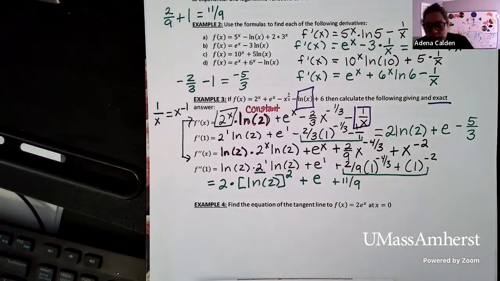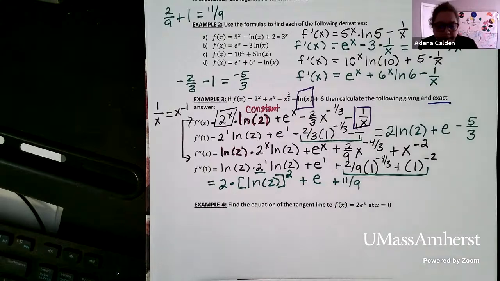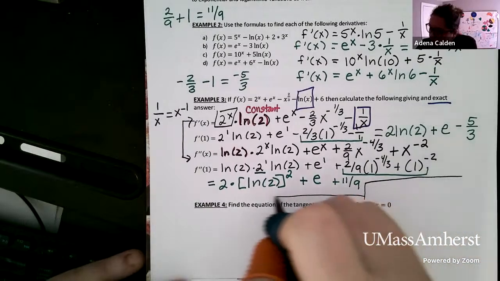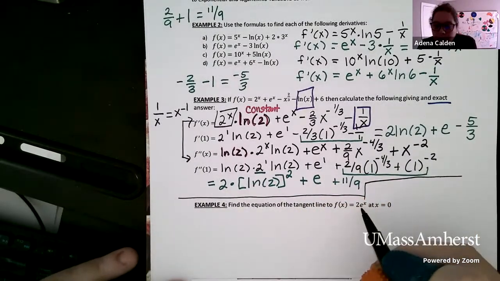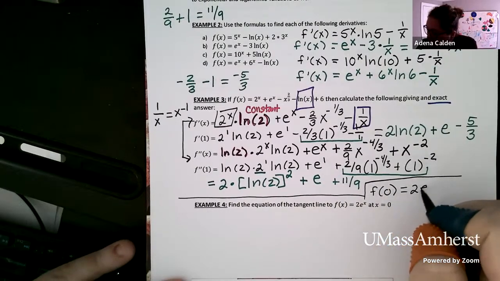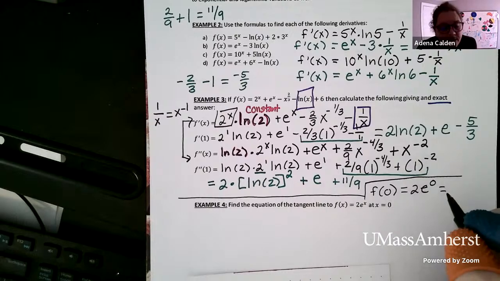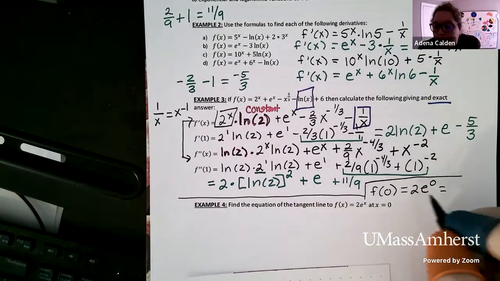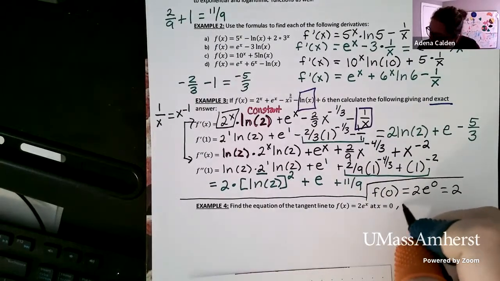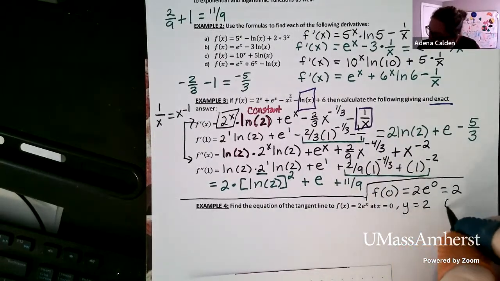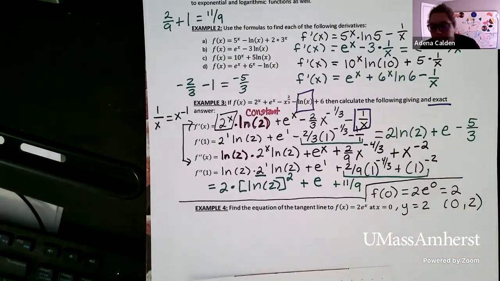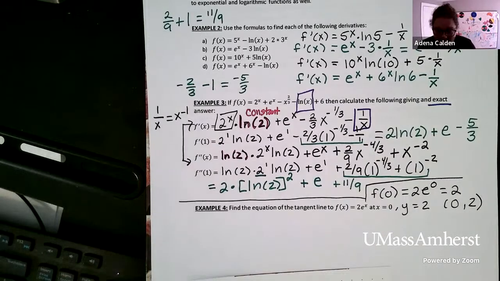All right. So again, we need a point and a slope. It doesn't matter which one you do first. So I'm going to do the point first. So here, if I plug a 0 into my function, I get 2 times e to the 0. Anything to the 0 power is going to be 1. So then 2 times 1 is 2, which means when x equals 0, y equals 2. And so the point that is shared between the tangent line and the function is (0, 2). So that's where the tangent line touches.